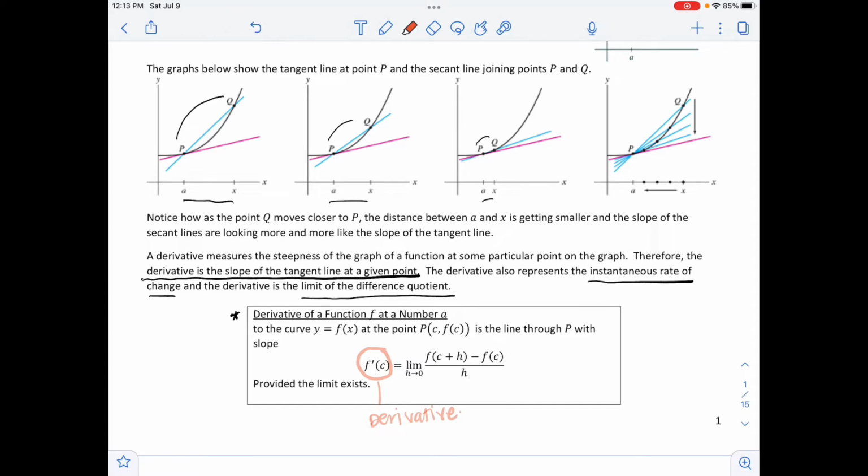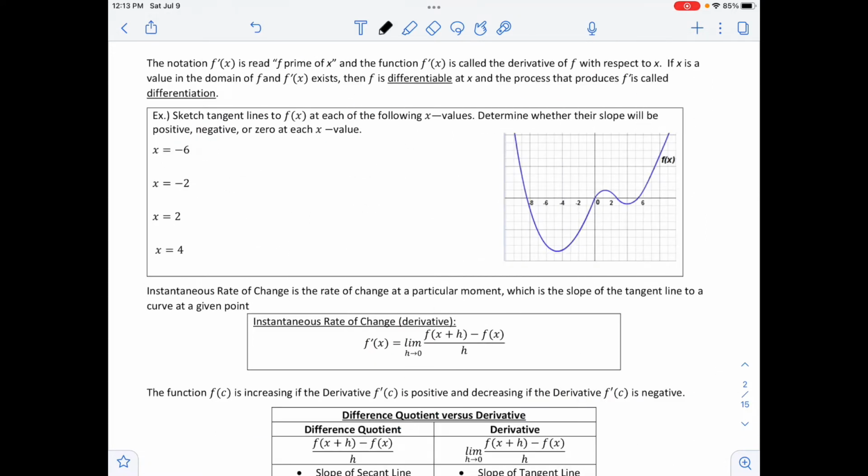This is the limit as h approaches 0 of f of c plus h minus f of c all over h, provided that limit exists. The notation f prime of x is read f prime of x, and the function f prime of x is called the derivative of f with respect to x. If x is a value in the domain of f and f prime exists, then we say f is differentiable at x, and the process that produces f prime is called differentiation.